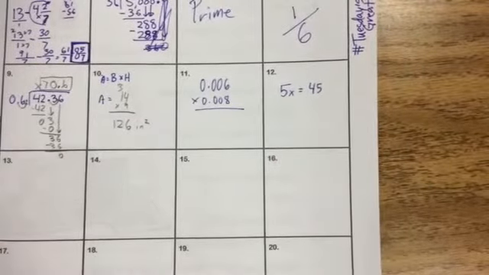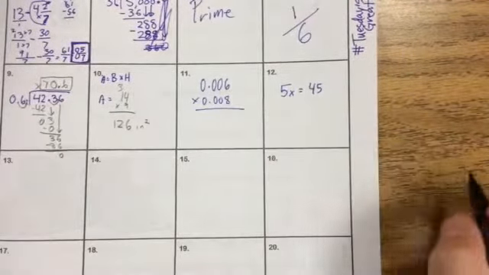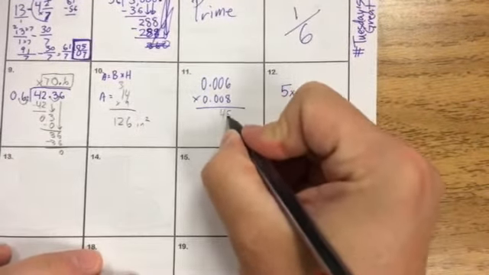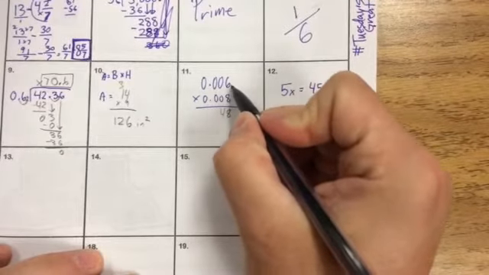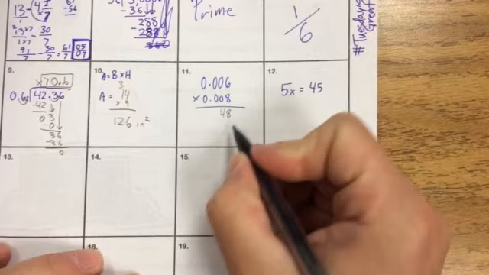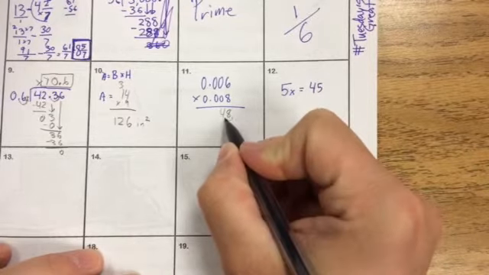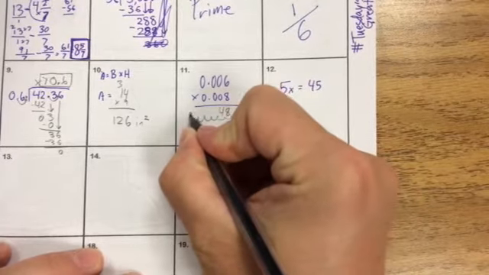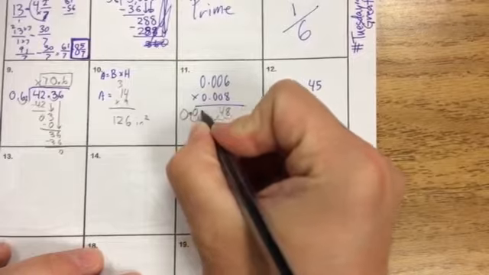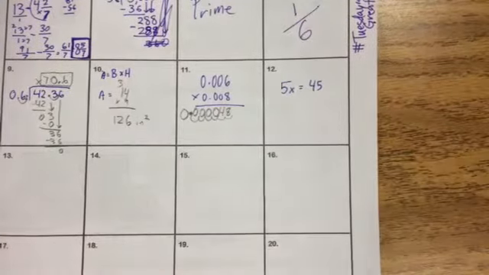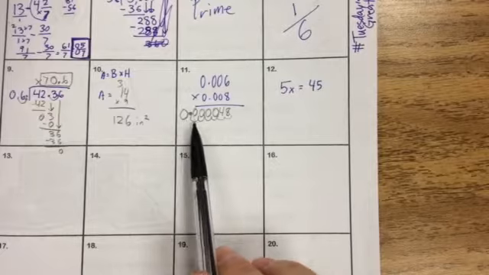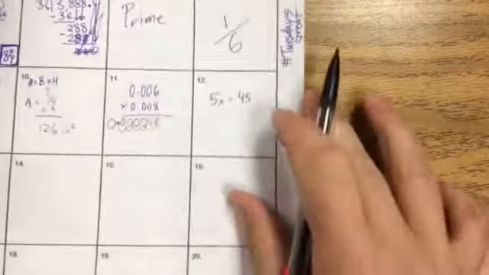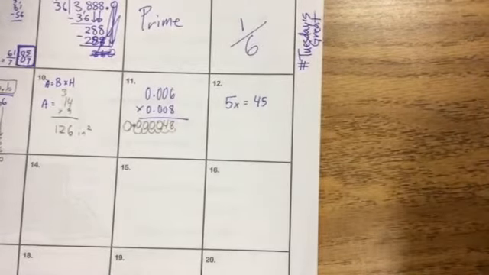All right, number 11, they want us to take a look at 6 thousandths times 8 thousandths. This is pretty easy. I'm going to just go ahead and do 6 times 8, write it down as 48, and I can see here that I have 1, 2, 3 decimal places, 4, 5, 6 decimal places. So I'm going to start at the back and move over 1, 2, 3, 4, 5, 6, put my decimal here, put a 0 in front of it, and then fill it in with zeros. So I see here that I'm left with 0.000048.